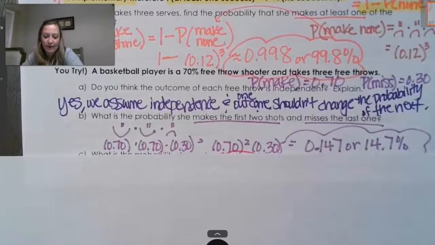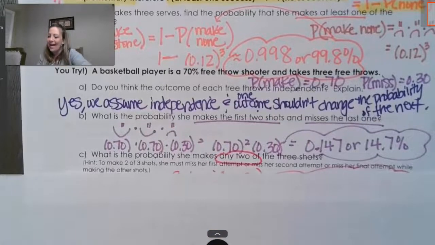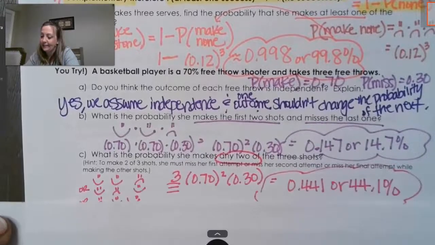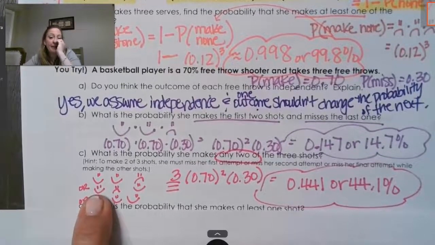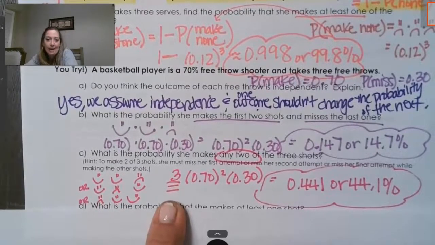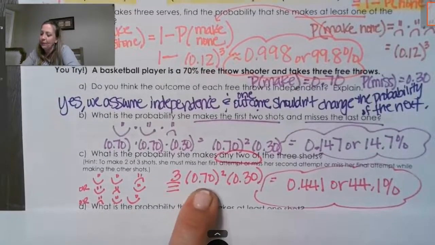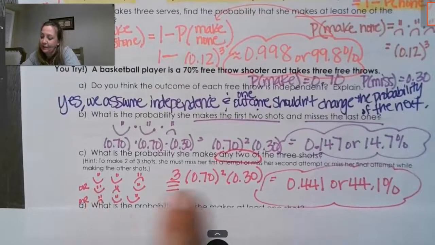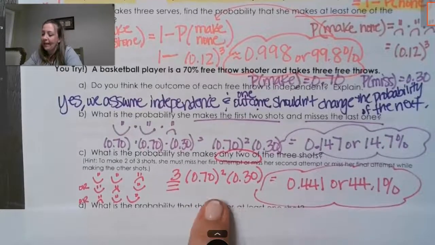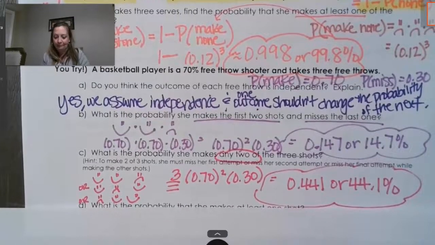The next question wanted the probability that she makes any 2 of the 3 shots. When we have any 2 of the 3 shots, this is where we have to think about all the different possibilities. We could make, make, miss, or make, miss, make, or miss, make, make. And there were 3 different ways that happened. That's where that 3 is from. And each of these has 2 makes, which is 0.7 squared, and 1 miss, 0.3. And if we multiply this together, we end up with 0.441 or 44.1%.